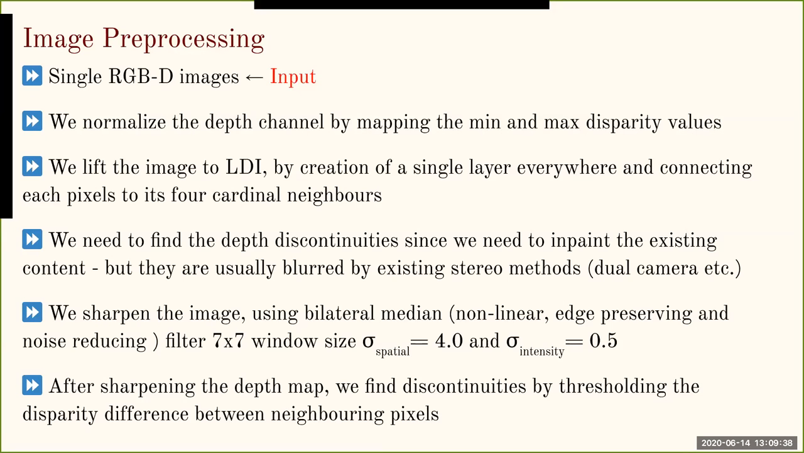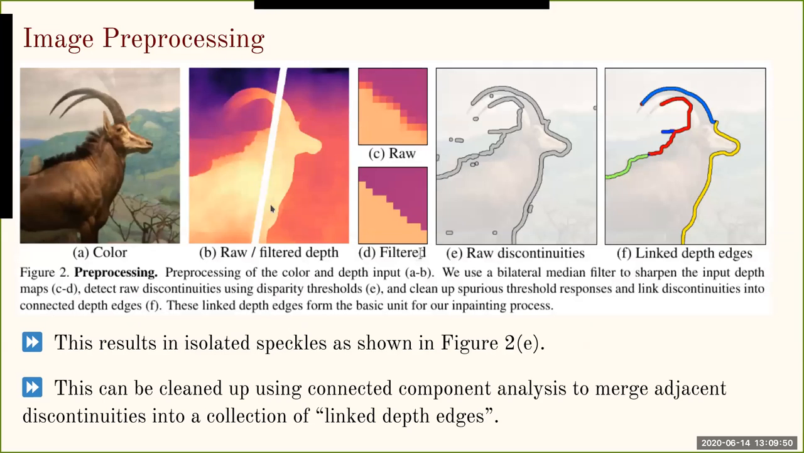Just for information, this is not so important. After this sharpening of the depth map, we find discontinuities by thresholding the disparity difference between neighboring pixels. So we can see here an image taken by a normal camera. Here we can see the raw image with this smoothing effect, so we need to apply a median filter and threshold it to separate the background from the foreground layer. We are using the isolated speckles as shown in figure 2E.